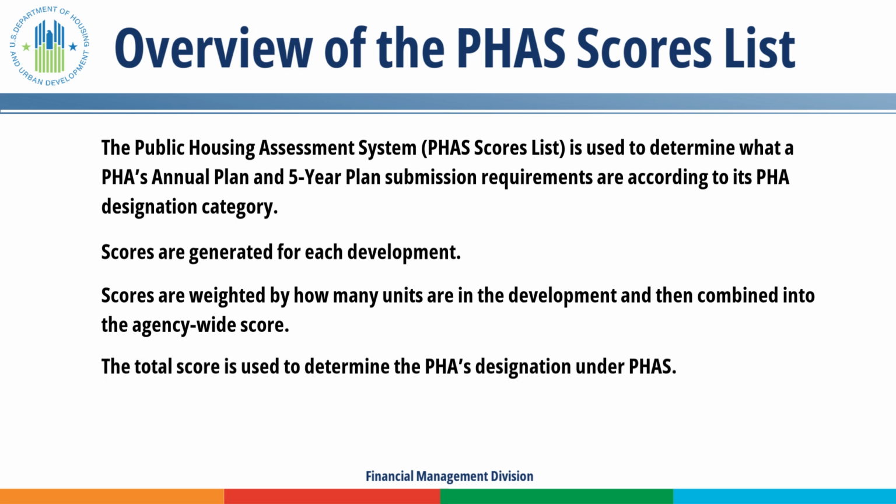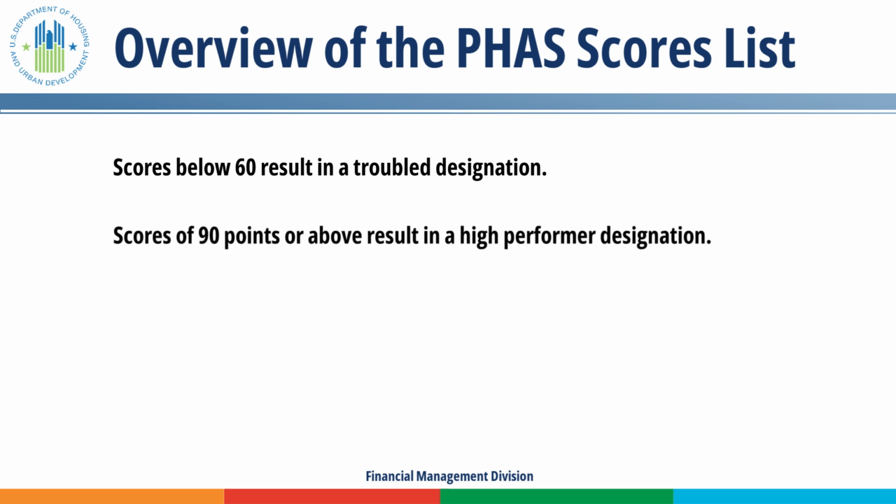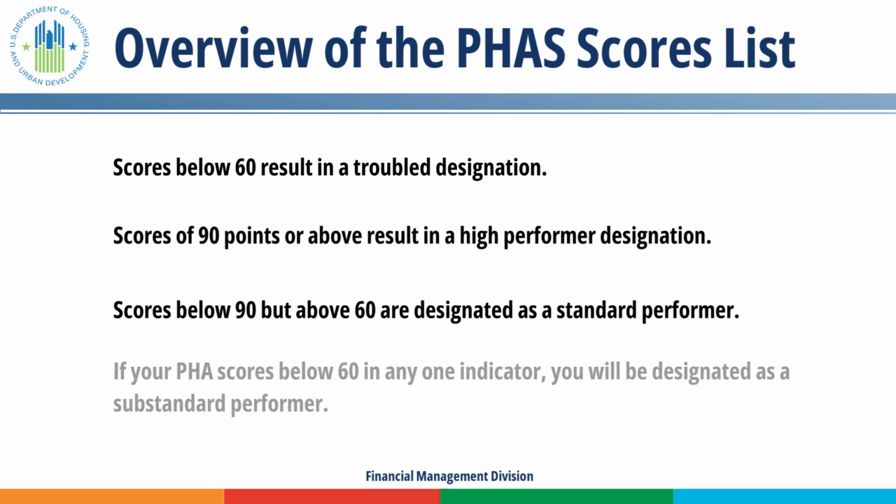The total score is used to determine the PHA's designation under PHAS. Scores below 60 result in a troubled designation. Scores of 90 points or above result in a high performer designation. Scores below 90 but above 60 are designated as a standard performer. If your PHA scores below 60 in any one indicator, you'll be designated as a substandard performer.